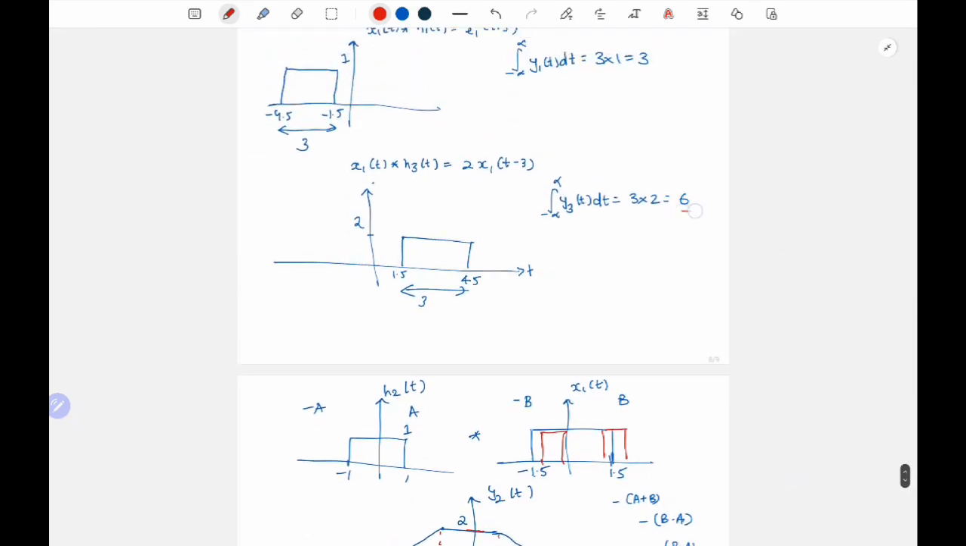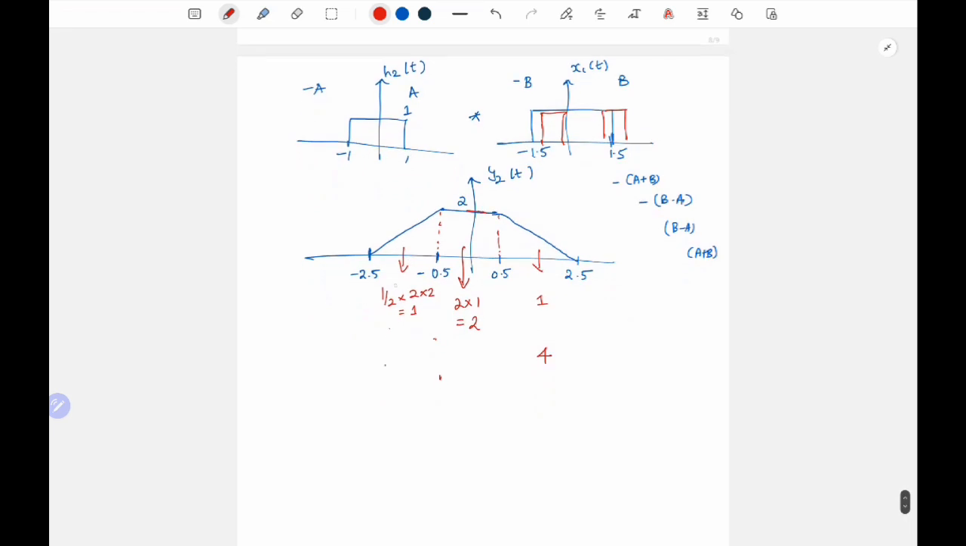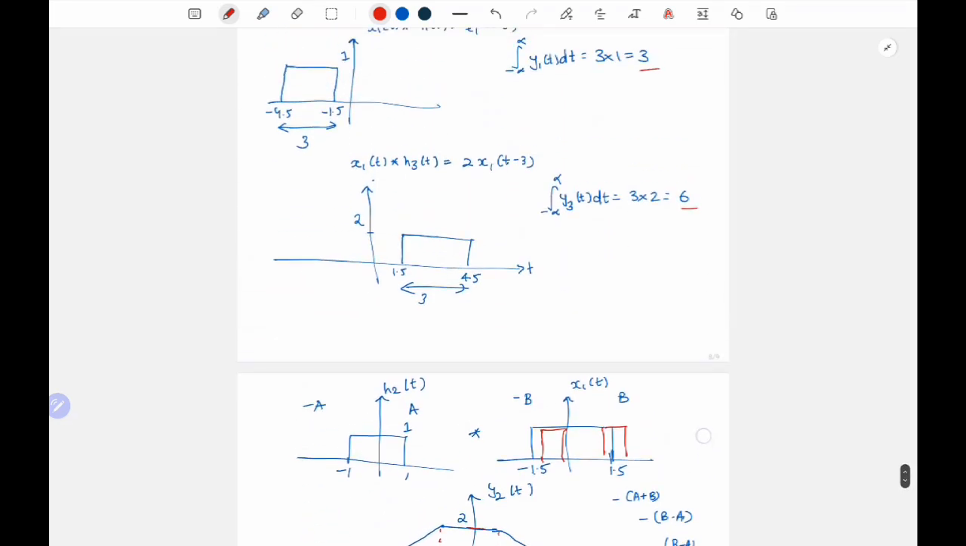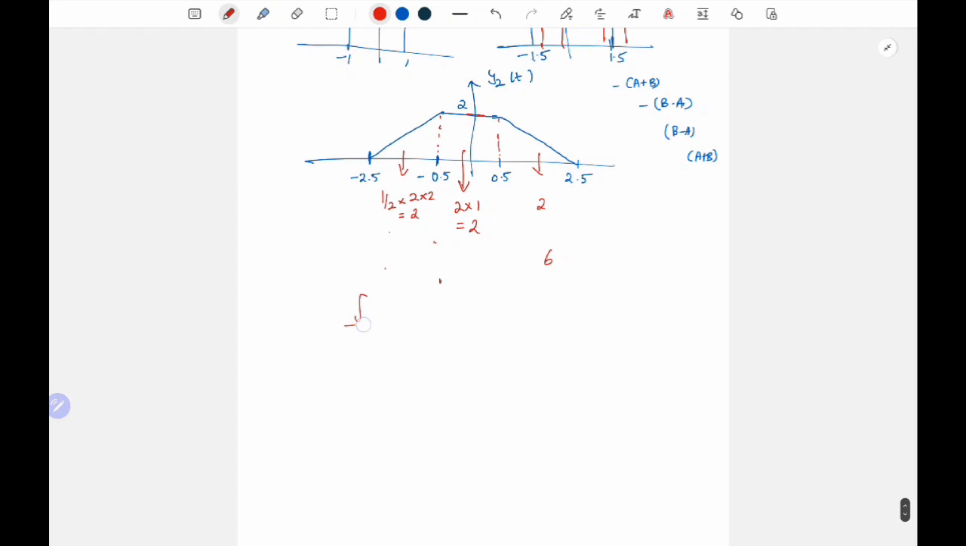So now we have all the areas. Sorry, this is half into 2 into 2, right? So this is 2 and 2. So the total area is 6. So what do we have? The total area is 6 plus 6 plus 3. So the integral from minus infinity to infinity of y of t dt is 6 plus 6 plus 3, which is nothing but 15.